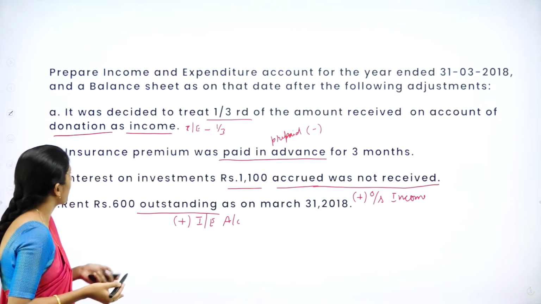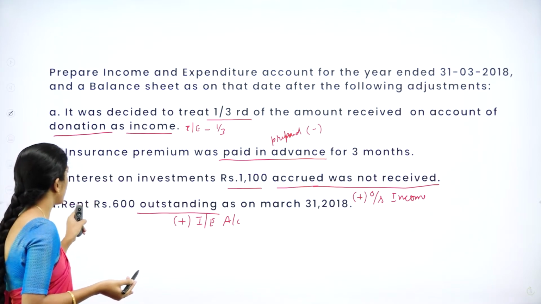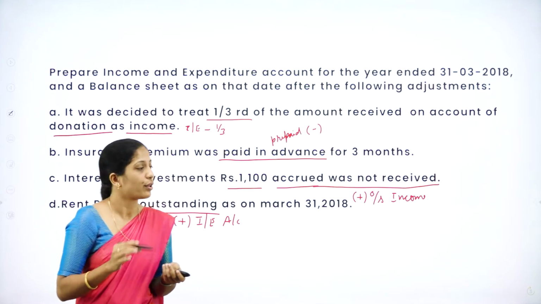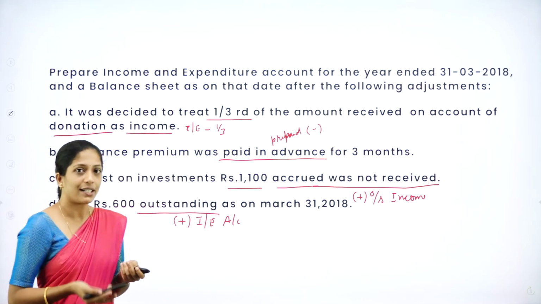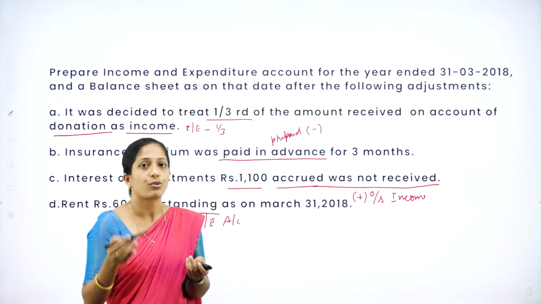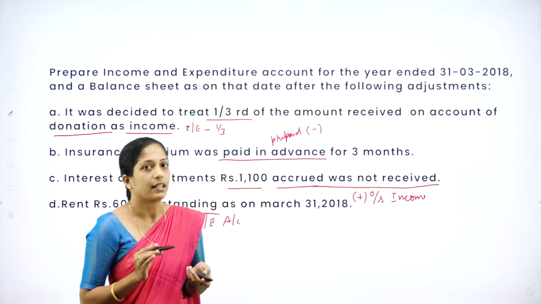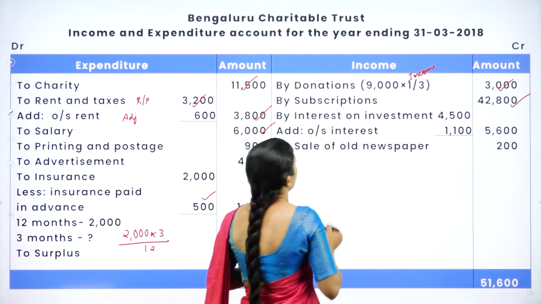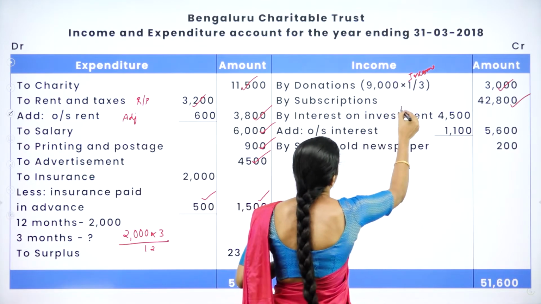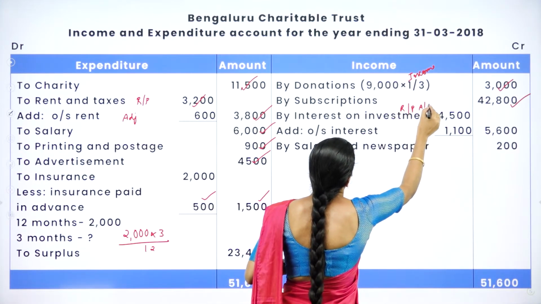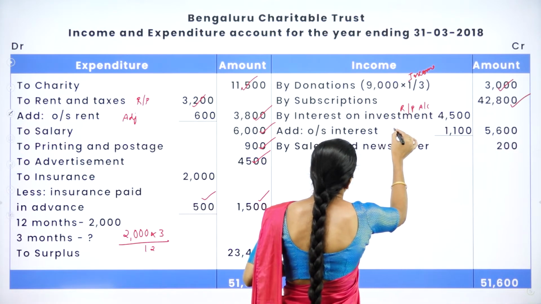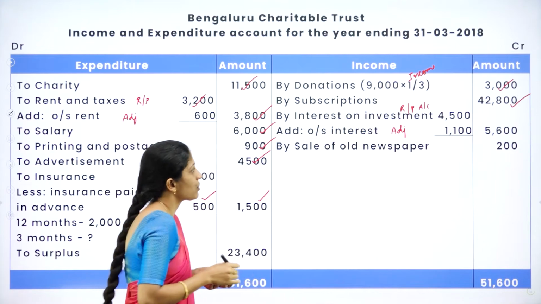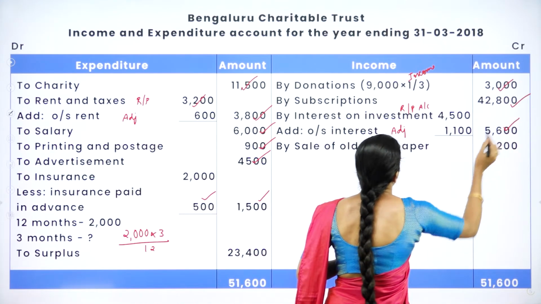Now, let us see whether there is any adjustment relating to interest on investment. Yes, there is. Interest on investment rupees 1,100 accrued. Accrued means outstanding interest. Anything which is outstanding in the current year has to be added, right? So, we have to add. Interest on investment 4,500, which is given in the receipt and payment account. Next, add outstanding interest, which is given in adjustments. So, 4,500 plus 1,500 will get 5,600.